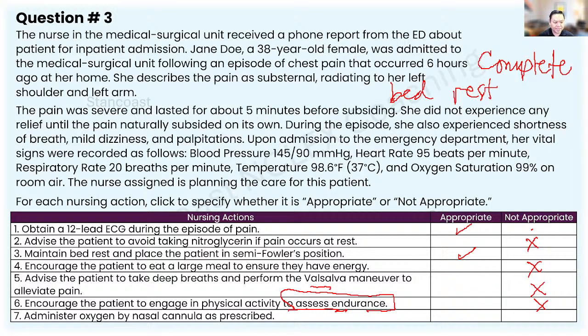Now let's take a look into number 7. Administer oxygen by nasal cannula as prescribed. Of course, that is appropriate. We're going to supplement the patient's O2 when they get hypoxemic.